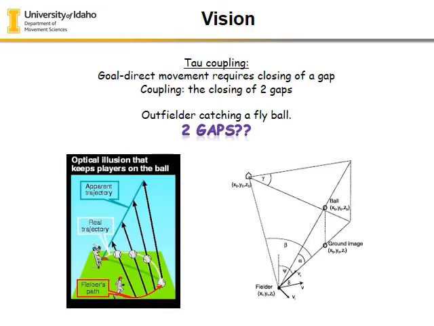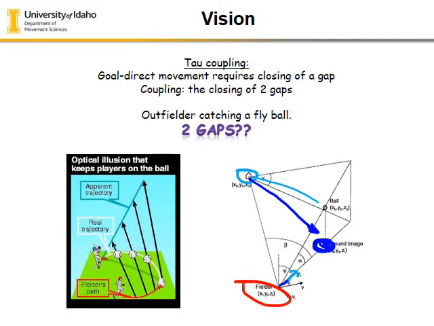If you go into the article, you can read more about this tau coupling and how to calculate it. But what I really want you to focus on is the angle at which we're using our vision on the ball to identify when the time to contact happens. So this tau coupling is a goal-directed movement, and it's really the closing of two gaps. And we'll talk about these two gaps.